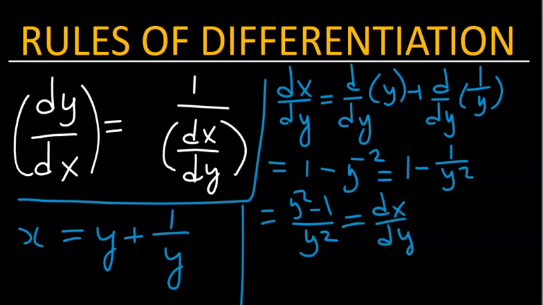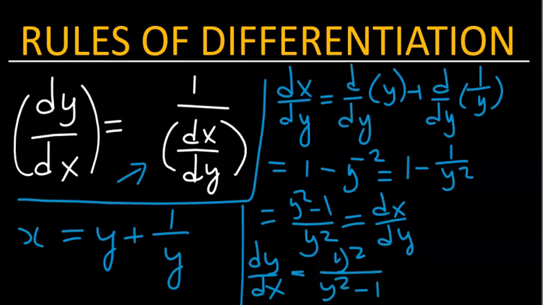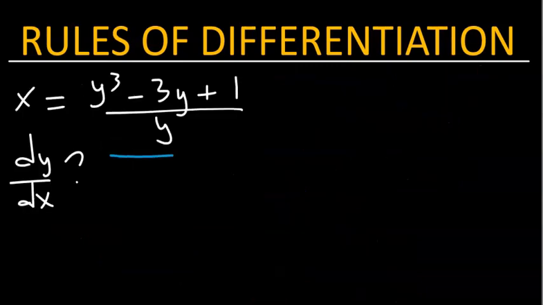Now what we are interested in is dy/dx. And from this rule, we know it's the inverse of this result. So taking the inverse of that, you get y squared over y squared minus 1. And that's the final result. Let's now look at the following function: x equals all that, and you want to determine dy/dx.